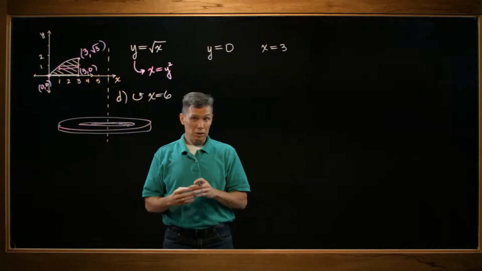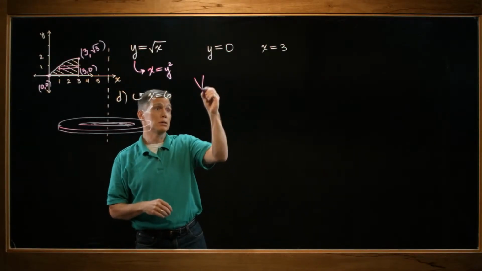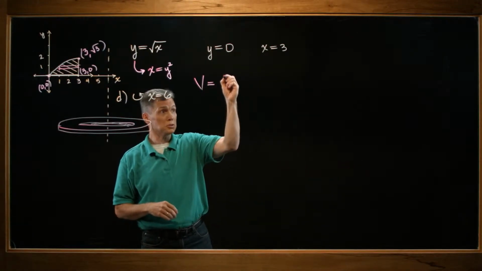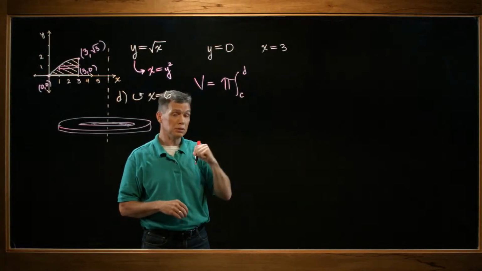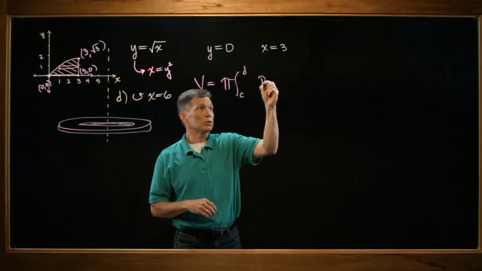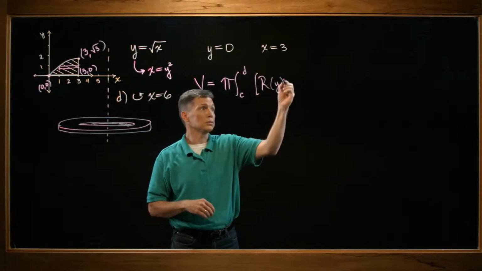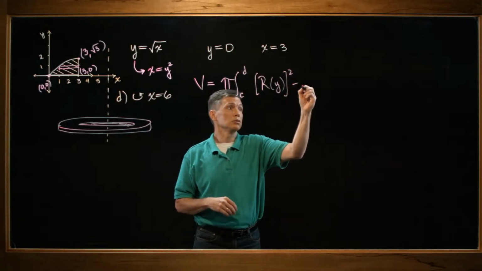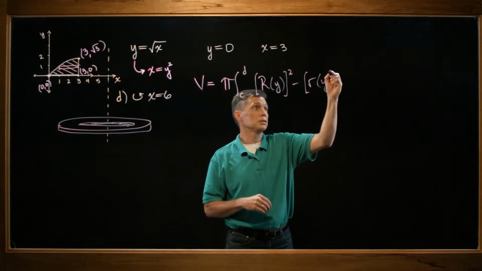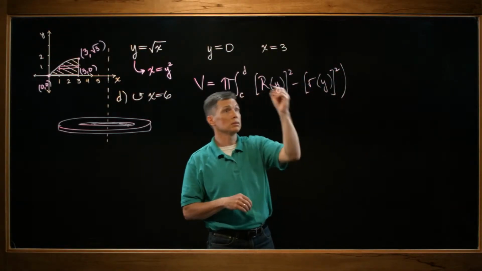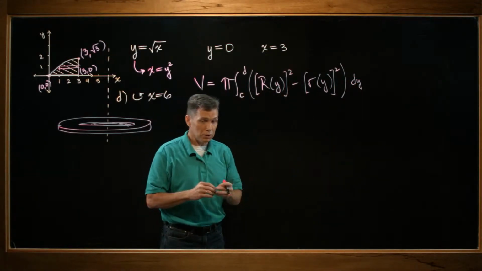So now that I know I'm going to integrate with respect to y, and it's the washer method, I can try to get my integral set up, which is always pi integral from c to d, the outer radius as a function of y squared, subtract the inner radius as a function of y squared, dy. Okay, that's the right formula.